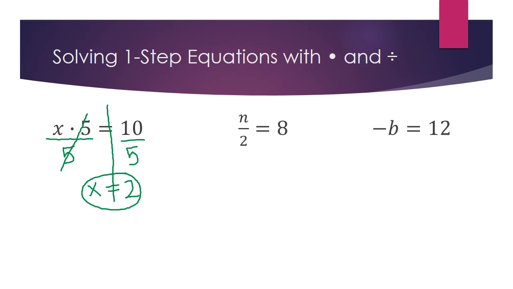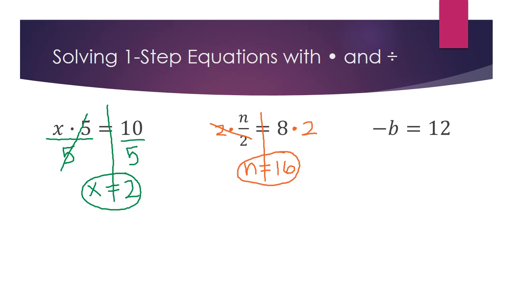The next problem here says n divided by 2 equals 8. Since it's being divided by 2, I need to multiply by 2. That is the opposite of dividing. If I multiply this side by 2, I have to do the same thing on the other side to keep things balanced. These 2s over here cancel out, leaving me with n. And 8 times 2 is 16. If you want to double check that, 16 divided by 2 is indeed 8.